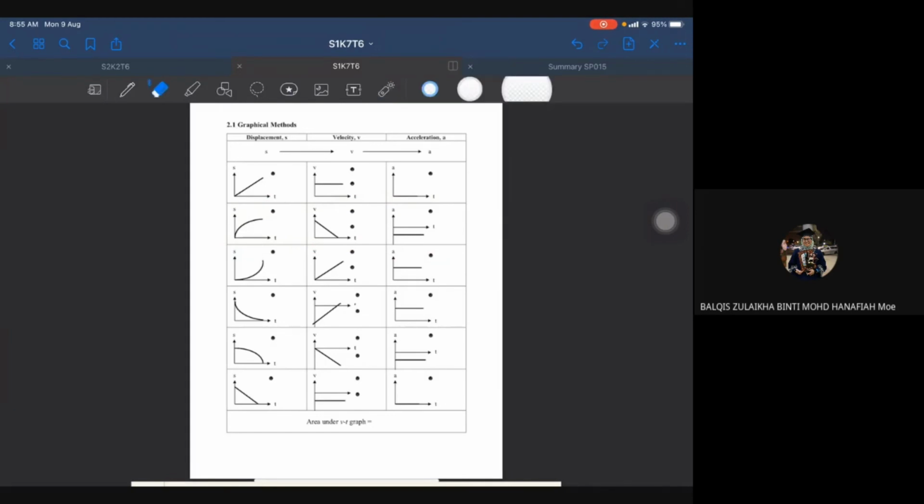Later on, you can try to look at the examples. Ada student dia cuba nak hafal. Saya tak suka student hafal. Cuba tengok example dan cuba compare kamu punya graph. Does it make sense to have something similar like this?